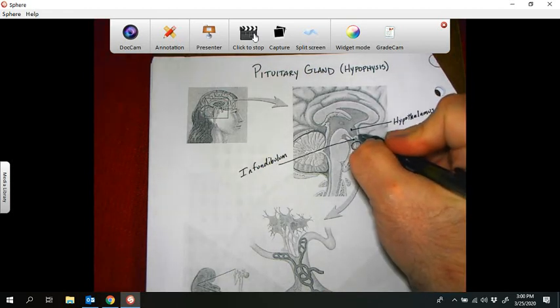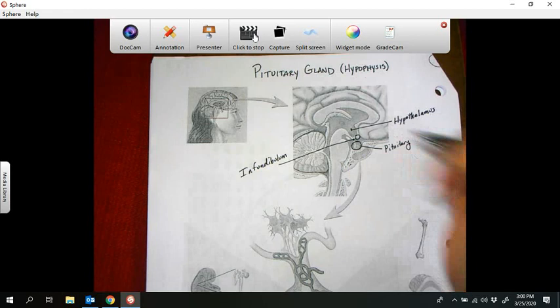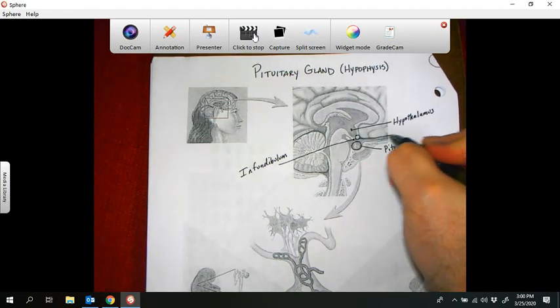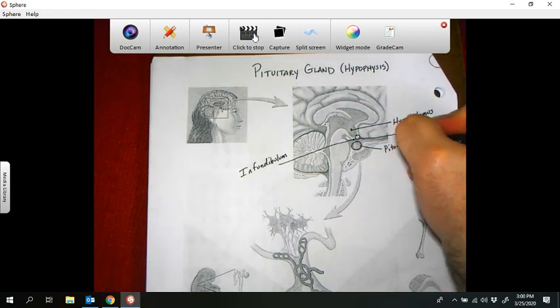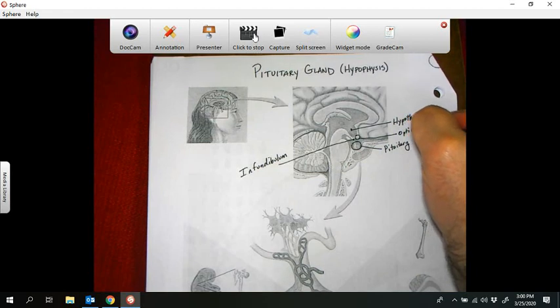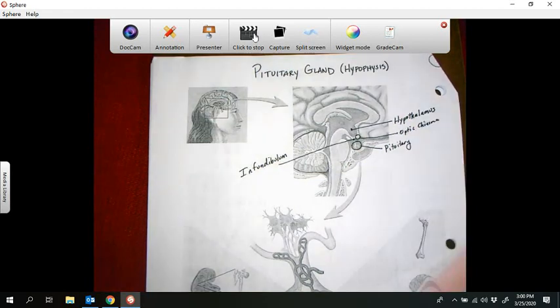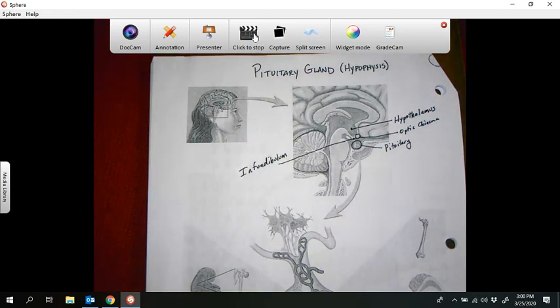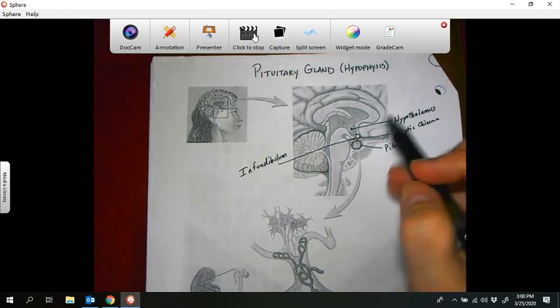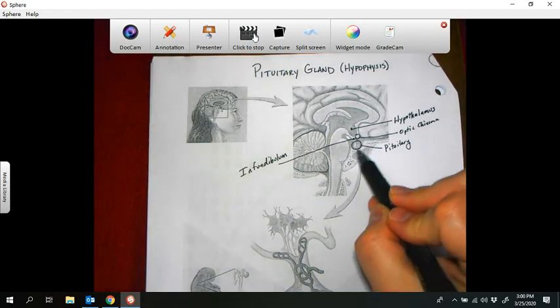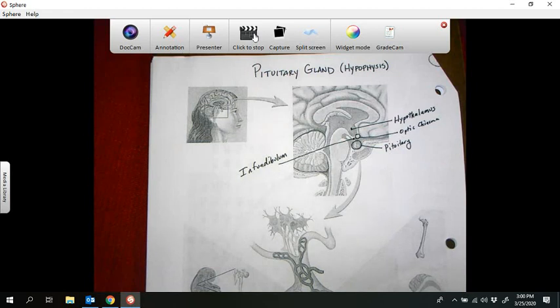But right up here, right by the infundibulum, is the optic chiasm. So if you remember, that is where the optic nerves, as they're coming from the eyes, cross. And there's a lot of things going on right in this part of the brain, but it's right in the middle of your head, so it's fairly well protected.